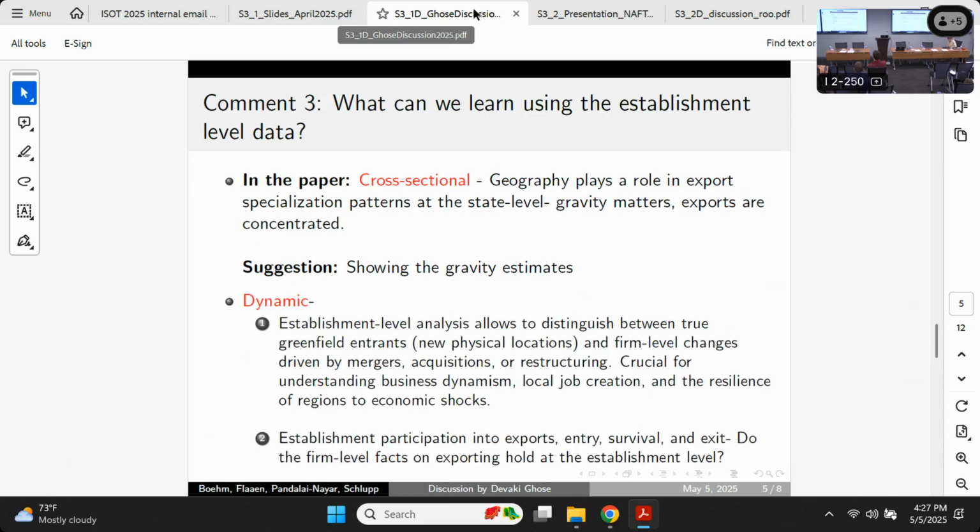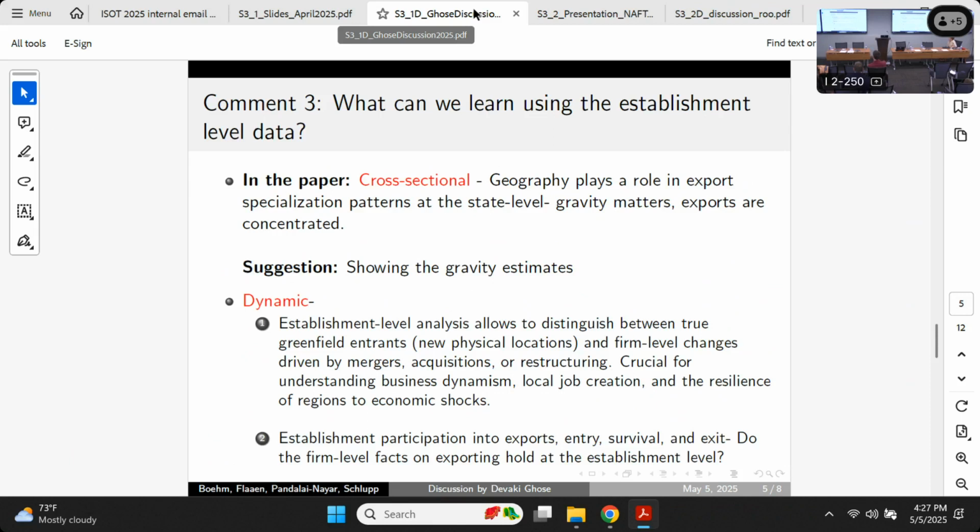I felt that there are a lot of dynamic things that we can learn from the establishment level data. We know so many things about firm export, firm survival, entry into export markets, and exporting new products, but we do not have any idea at the establishment level. So this data can be leveraged to talk about these firm level facts, but at the establishment level.